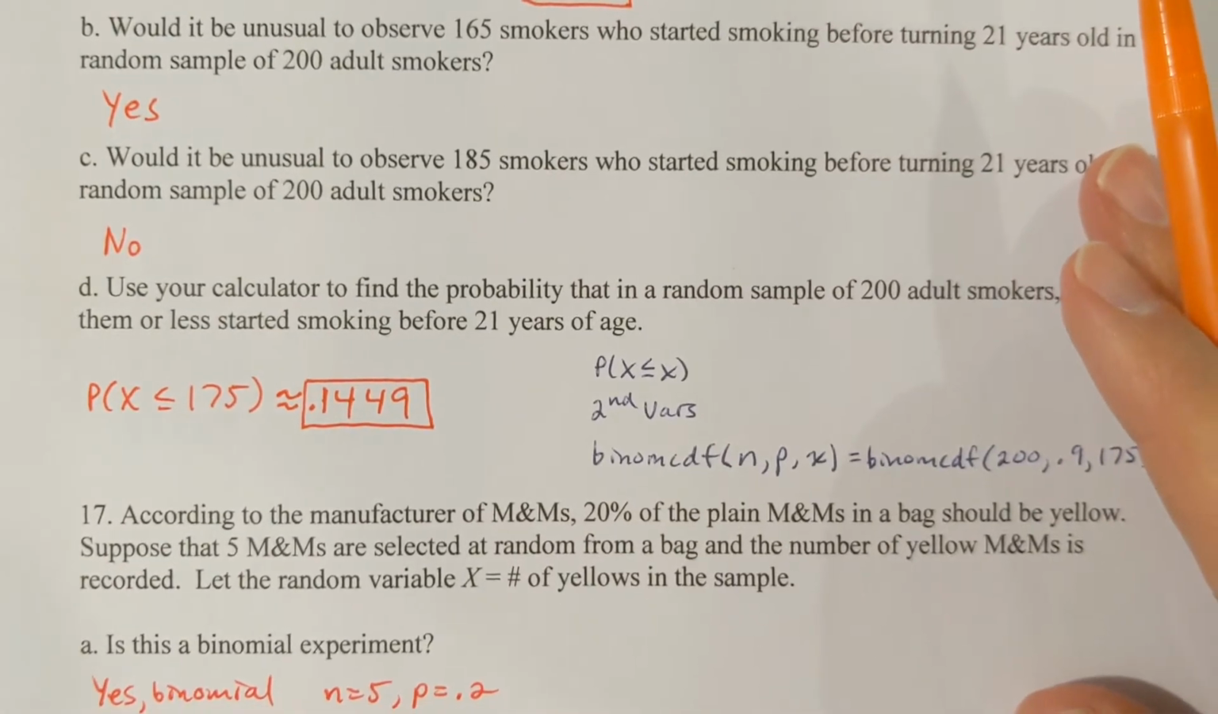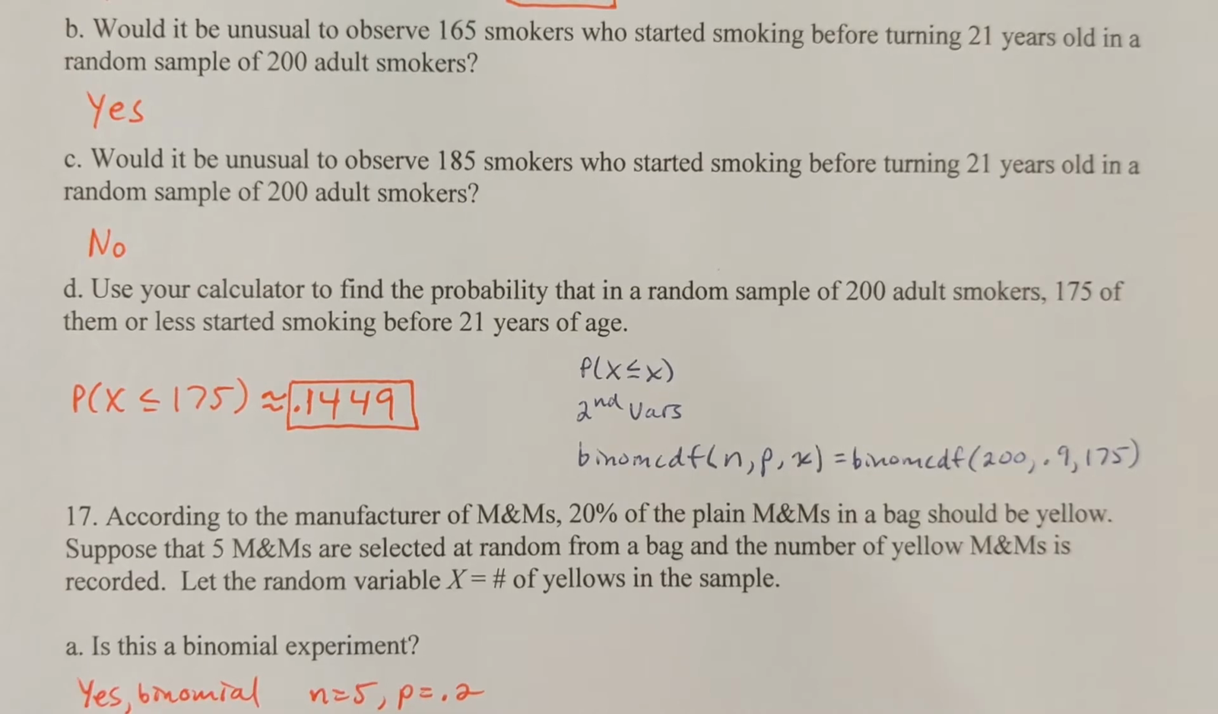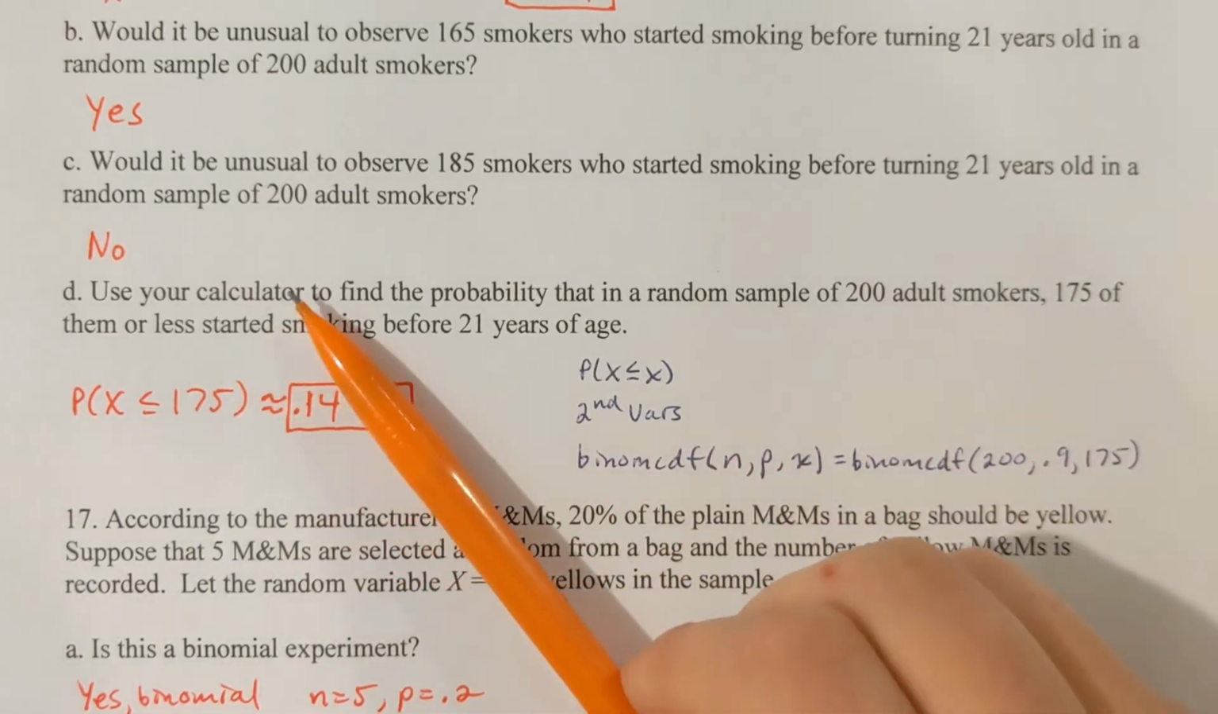Part D, we want to use the calculator to find the probability that in a random sample of 200 adult smokers, 175 of them or less started smoking before turning 21 years of age. 175 or less means that X could be 175, 174, 173, 172, right down the list, all the way down to 3 or 2 or 1 or 0. I wouldn't want to find 176 probabilities using the binomial probability formula. That would be very brutal and time consuming. So they intend for this to be a calculator problem.